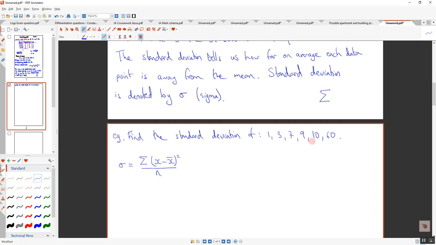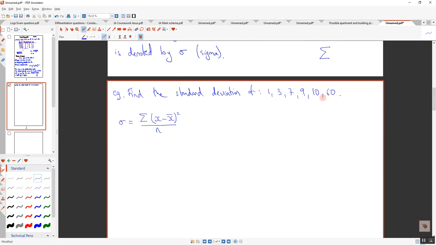Doesn't look very nice, but actually x is your data points. N is the number of them. So for example, if I was going to work this out, I'm going to do a table. Doing a table to work out your standard deviation is the easiest way to do it. So I've got 1, 3, 7, 9, 10, and 60. Then I'm going to work out what x bar is. So work out what x bar is for me.